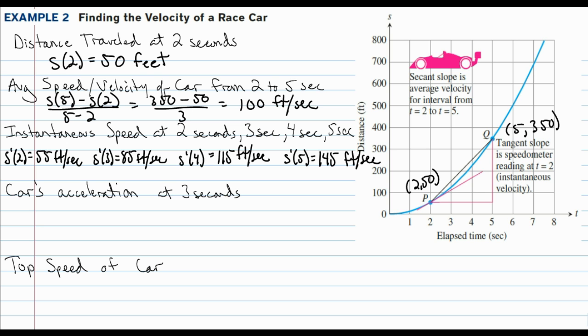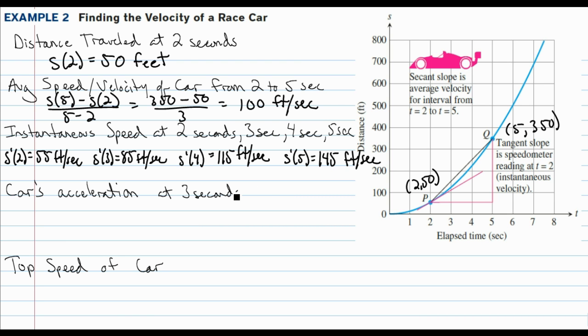Now let's talk about the car's acceleration. Car's acceleration, or change in velocity, well, look here. At 2 seconds, it was 55 feet per second. It changed in 1 second by 30 feet per second. Then it changed again by 30. Then it changed again by 30.